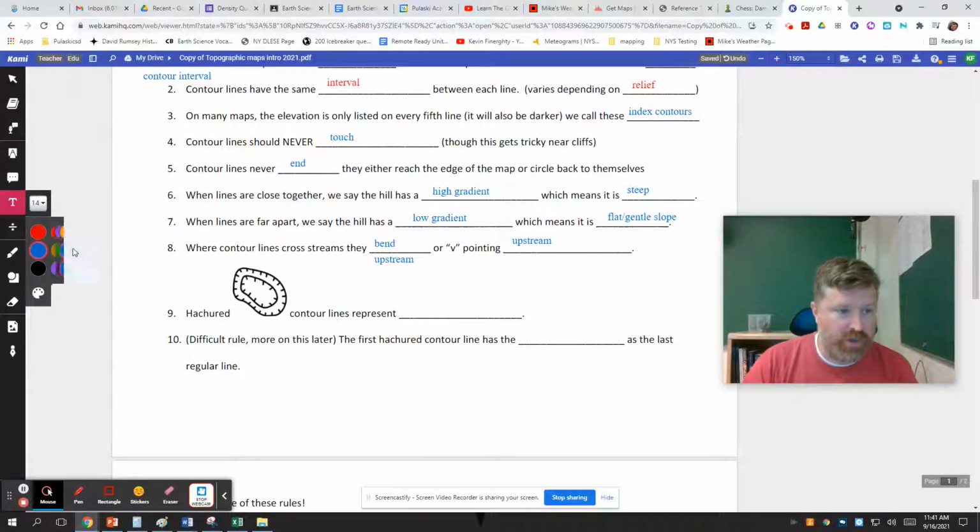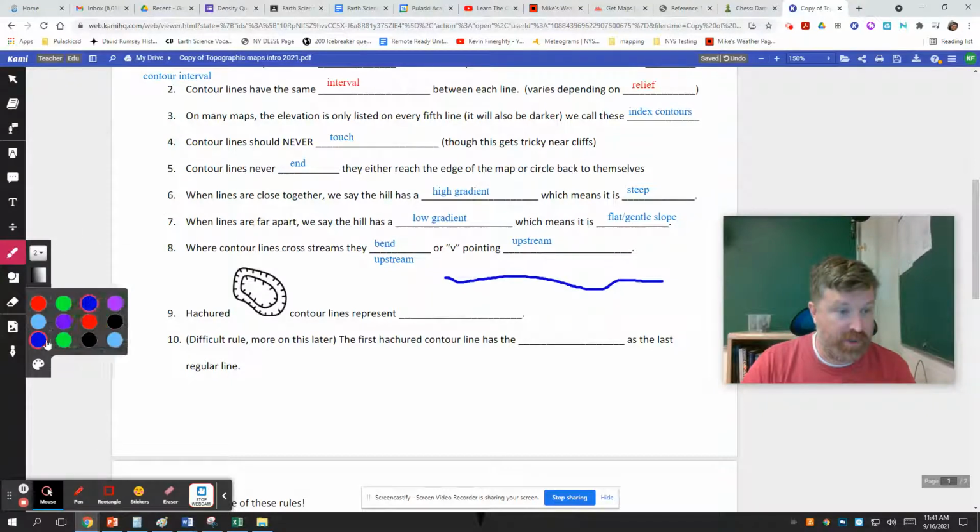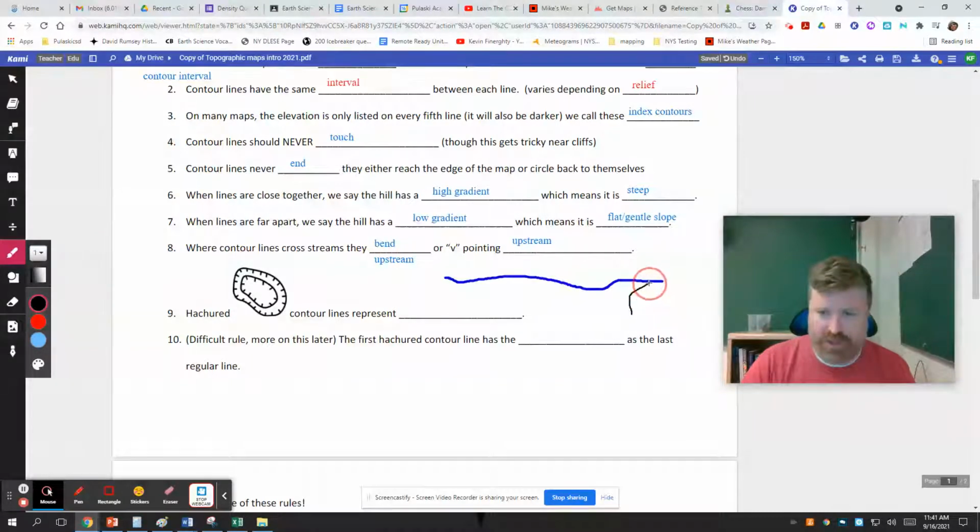So here's what I want to do. I'm going to take blue. Join me on this if you would. Let's say we have a stream flowing like this. Could be the Salmon River for all intents and purposes. Then we're going to switch to black and draw what the contour lines would do. So the contour lines here do this little notch or V like that.